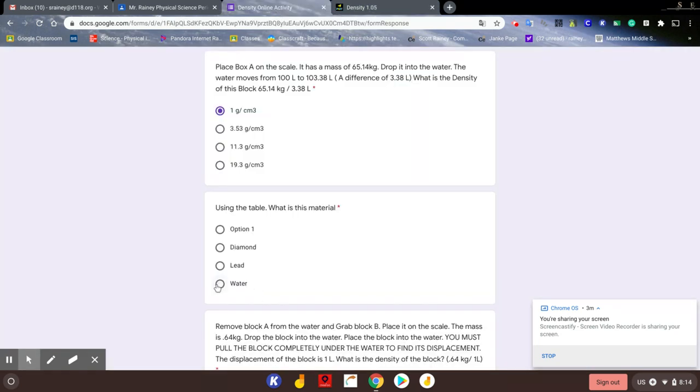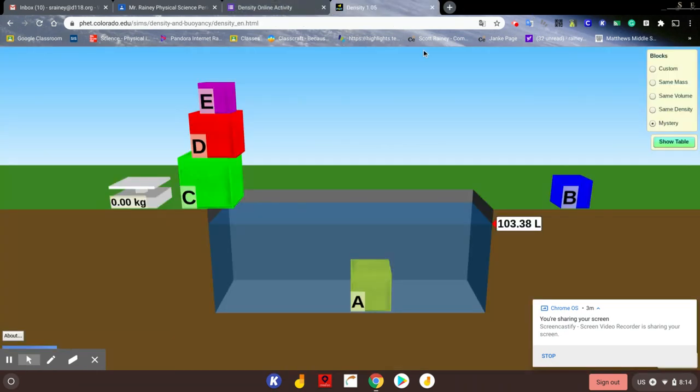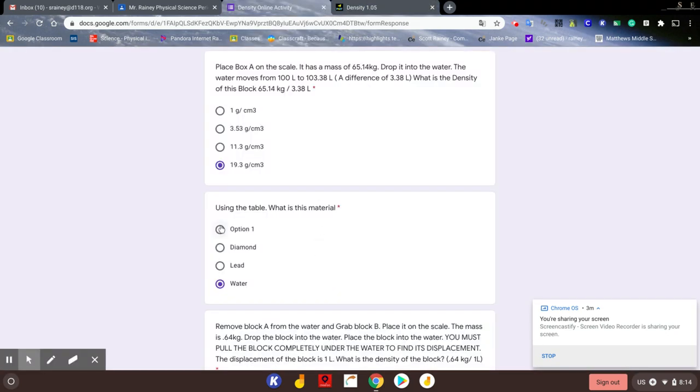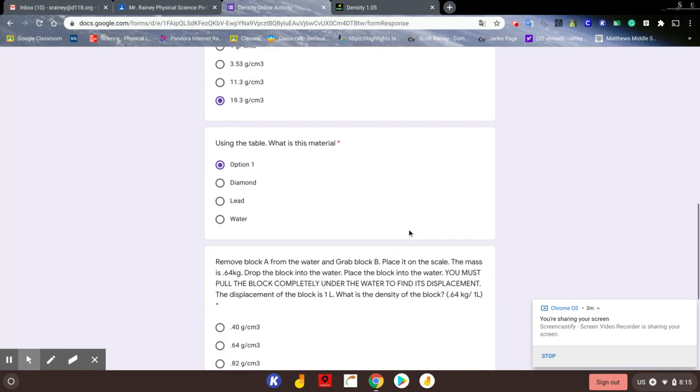I'll just give you the right answers, just because it is a key. If I divide this out, it's 19.3 grams per cubic centimeter. And for some reason, that's not on the sheet. I have to fix that. That should be gold. 19.3 grams per cubic centimeter or kilograms per liter. They are the same measurement if you convert them. That should be gold. I need to fix that question.